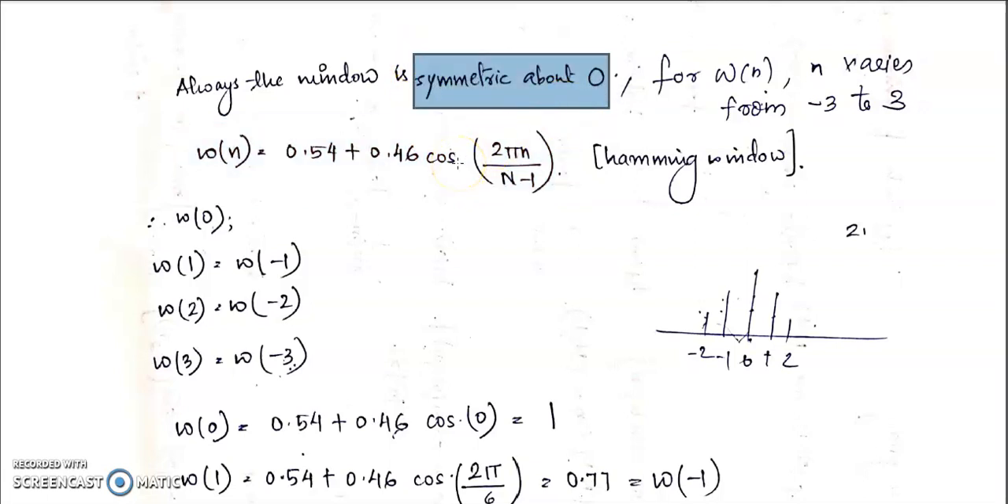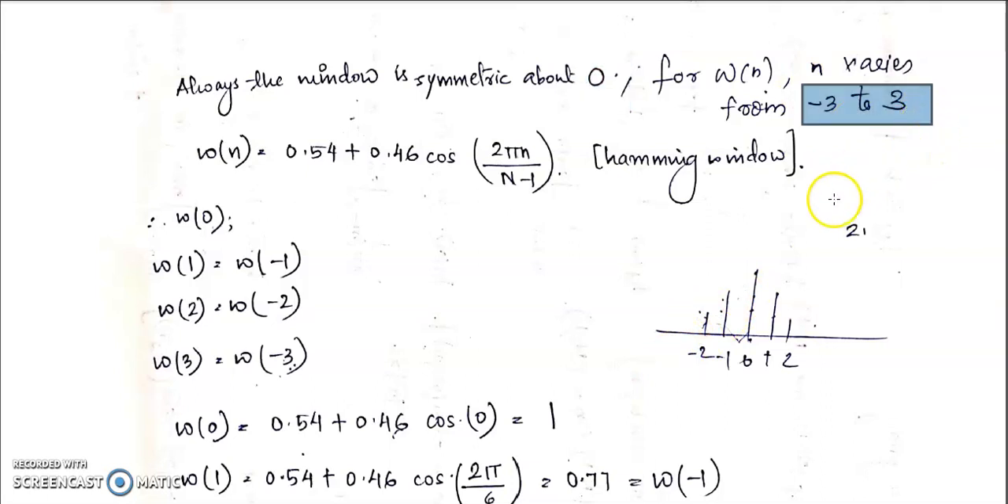So we have HD of n, and the length of HD of n is 7. We take 7 samples, and the same number of samples will be taken in the window also. But the range will be from -3 to 3, because the window is symmetric with respect to 0. So we need 7 samples, and we take the samples from -3 to 3. Here the window is also symmetric, so W of 1 equals W of -1, W of 2 equals W of -2, and W of 3 equals W of -3.